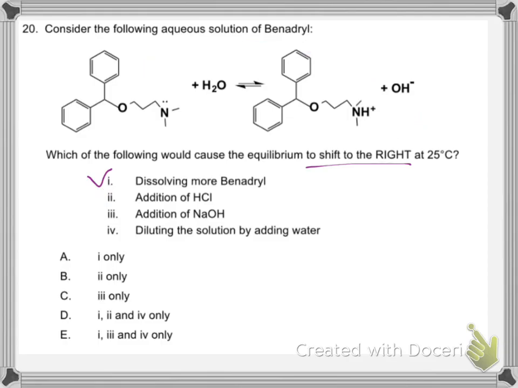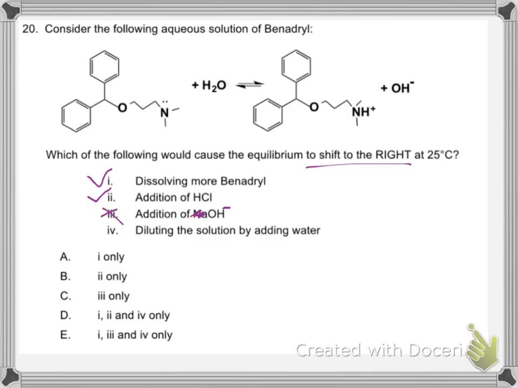Now, wait a minute. If we add hydroxide, because it doesn't matter which strong base we're looking at here, that's going to cause this reaction to actually shift to the left, which is the opposite of what we're looking for here. So, wah. And then diluting the solution by adding more water.